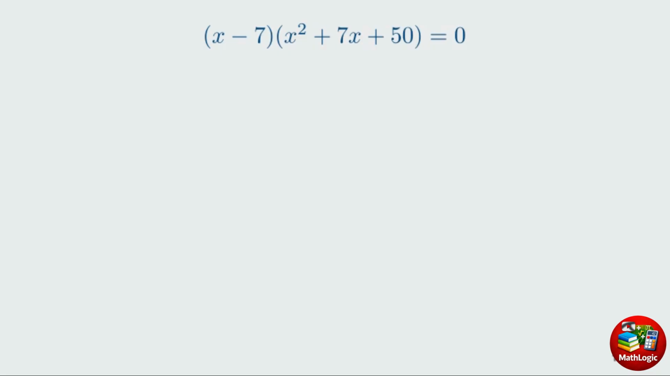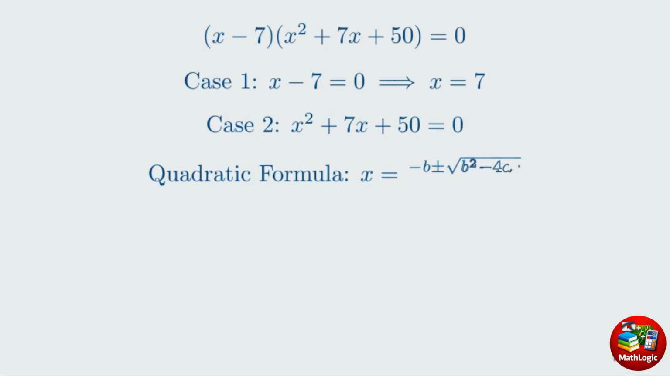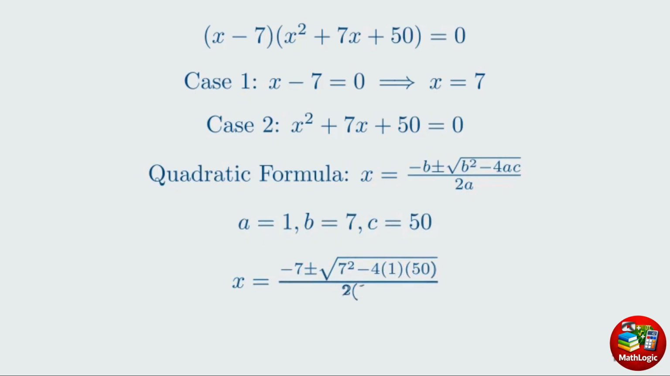For the product of two numbers to be 0, at least one of them must be 0. This gives us two possibilities. Possibility 1, x minus 7 equals 0, which we already knew gives us x equals 7. Possibility 2, x squared plus 7x plus 50 equals 0. To find the solutions for this quadratic, we can use the quadratic formula. The quadratic formula states that x equals negative b, plus or minus the square root of b squared minus 4ac, all divided by 2a. In our equation, a is 1, b is 7, and c is 50. Let's substitute these values into the formula.